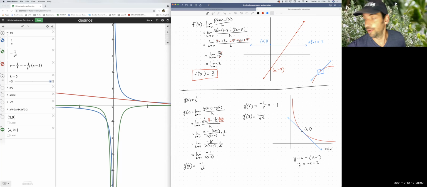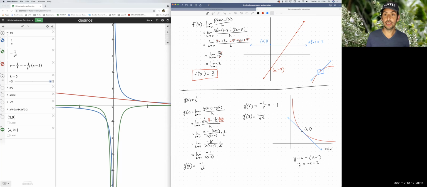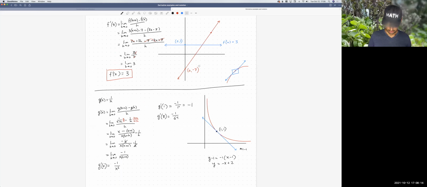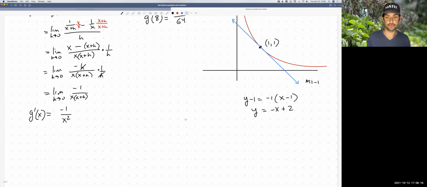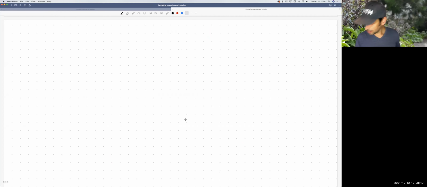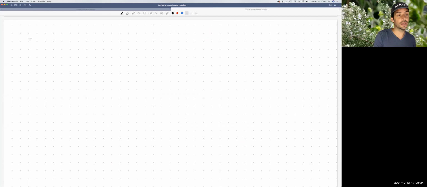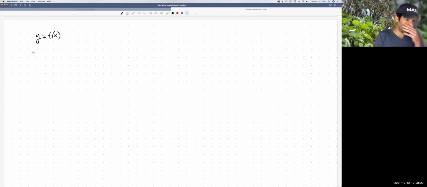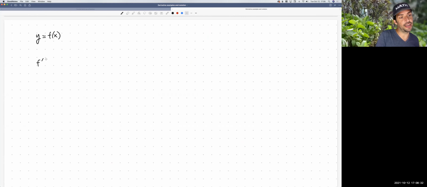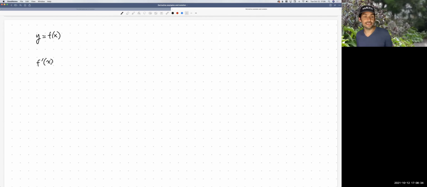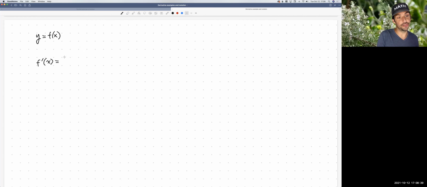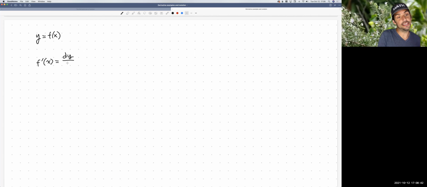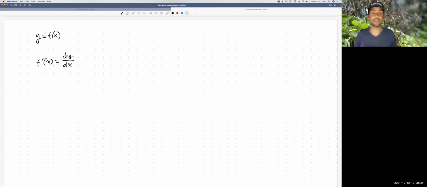Okay, one more thing before we finish this video. Let's just add a little notation, right? There's a few notations that we'll work with. So if we have a function y is equal to f of x, we've already seen that we can write the derivative as f prime of x. Sometimes you'll see this dy over dx.